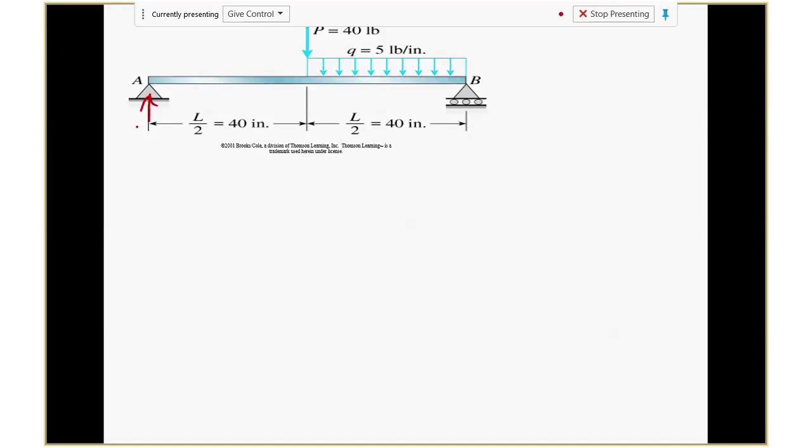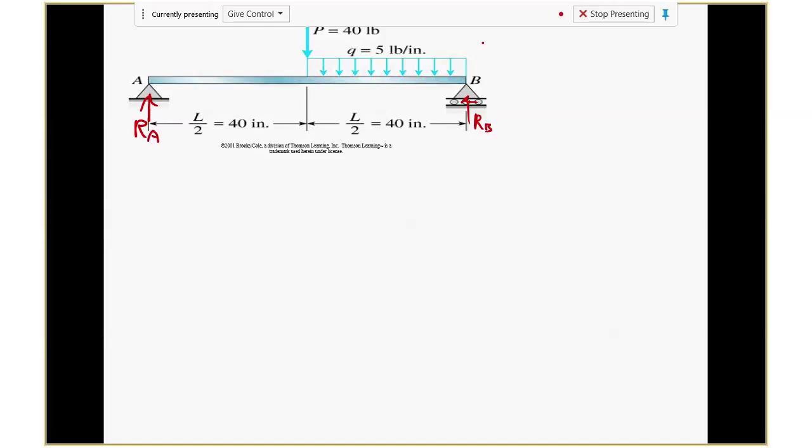So here is one reaction, RA. There is another reaction, RB. Any other reactions? No, because B is a pin support, free to rotate, so there will be no reaction moment. This thing can freely rotate. It just cannot go anywhere. So RA, RB. Now, what's the equation we can use to determine them?